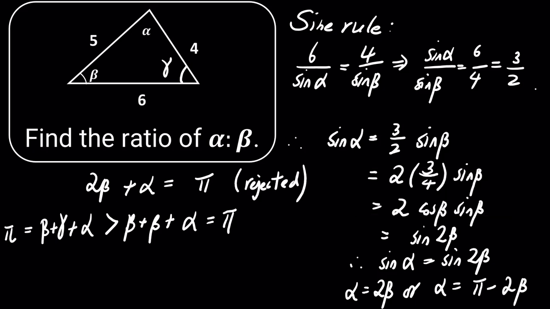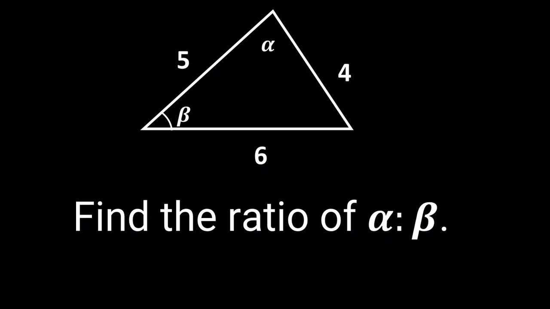And therefore, as shown, alpha equals 2 beta, and therefore the ratio of alpha to beta equals 2.